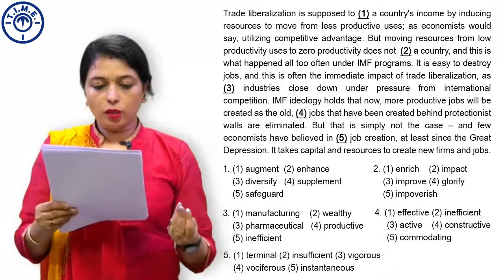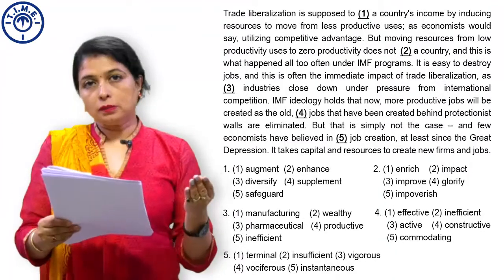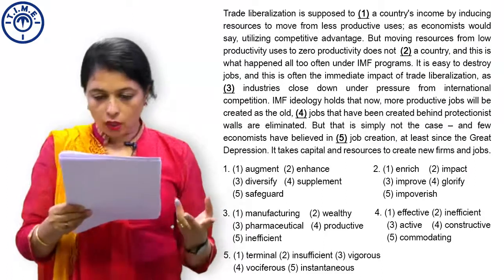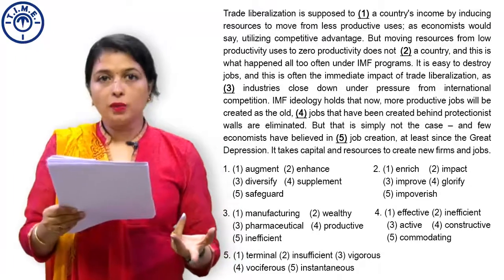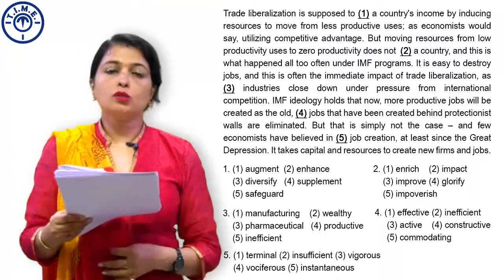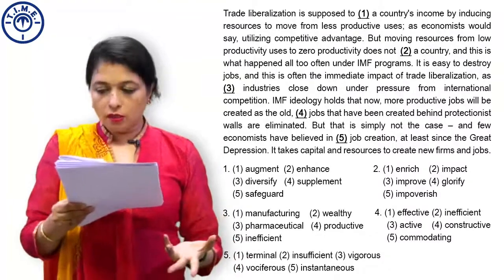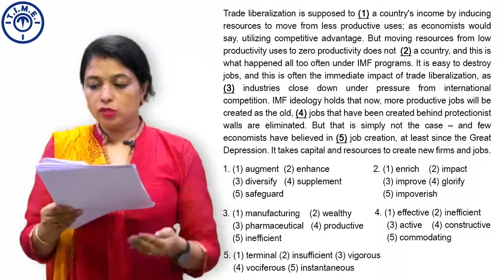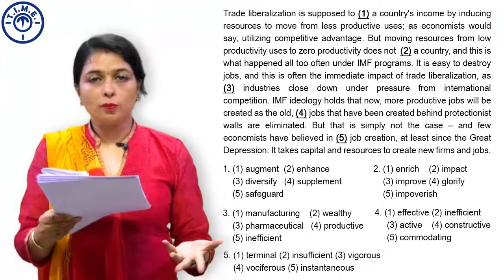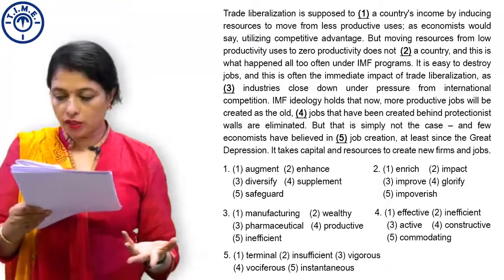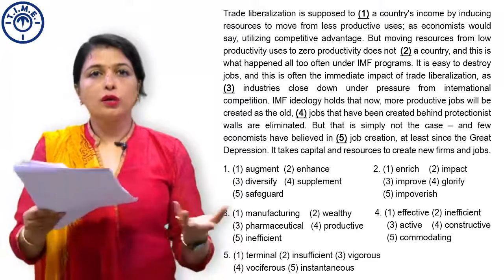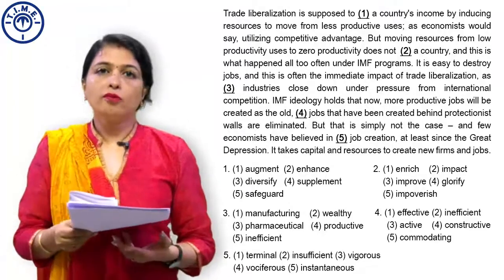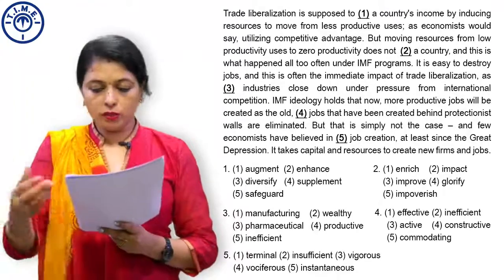Impact, improve and glorify are not logical in the given context, and so we cannot go ahead with that. Impoverish means to make poor, and again this is also very illogical because if we move resources from low productivity to zero productivity, it does not impoverish a country, has no logical or rational meaning behind it, and therefore we cannot go ahead with this choice.